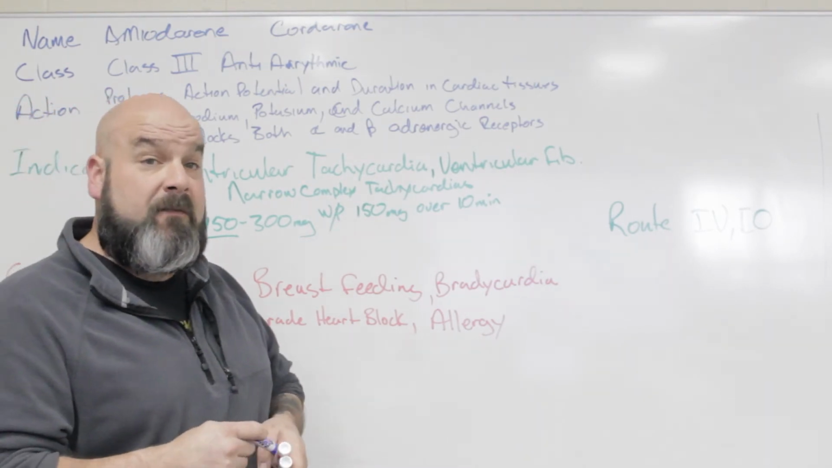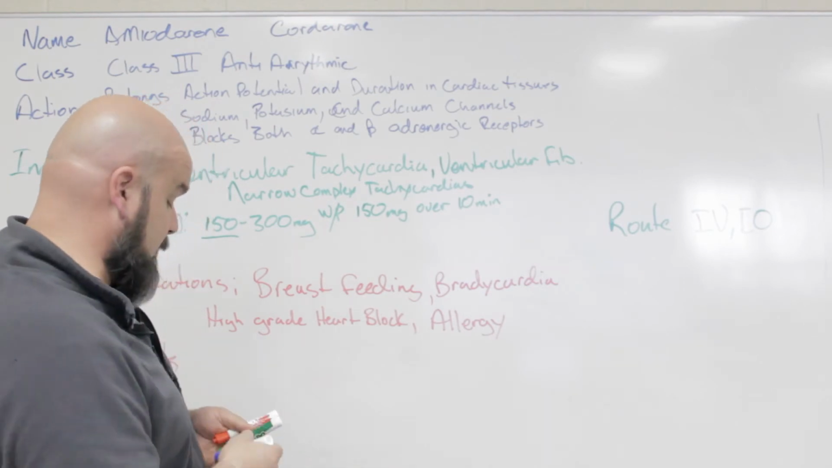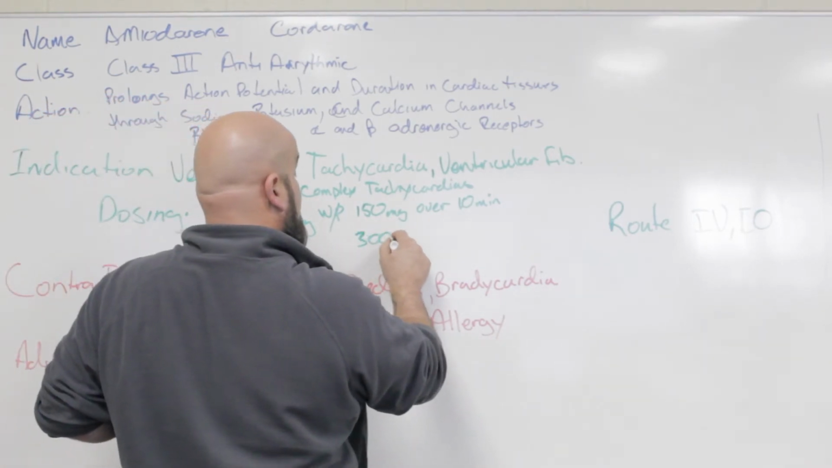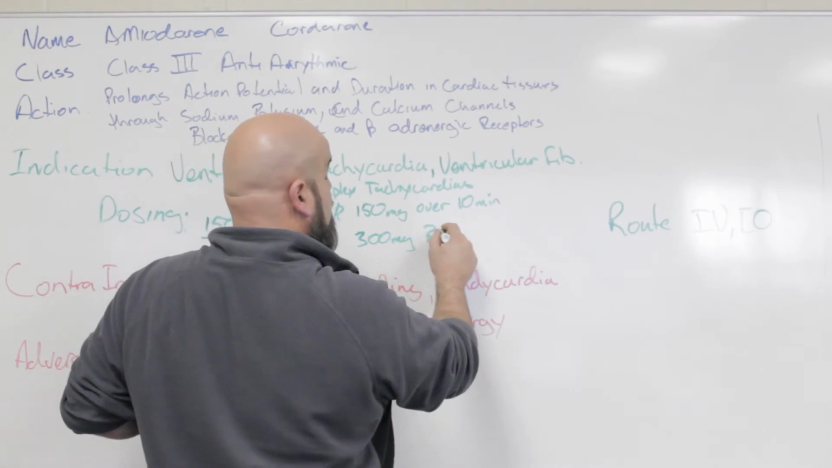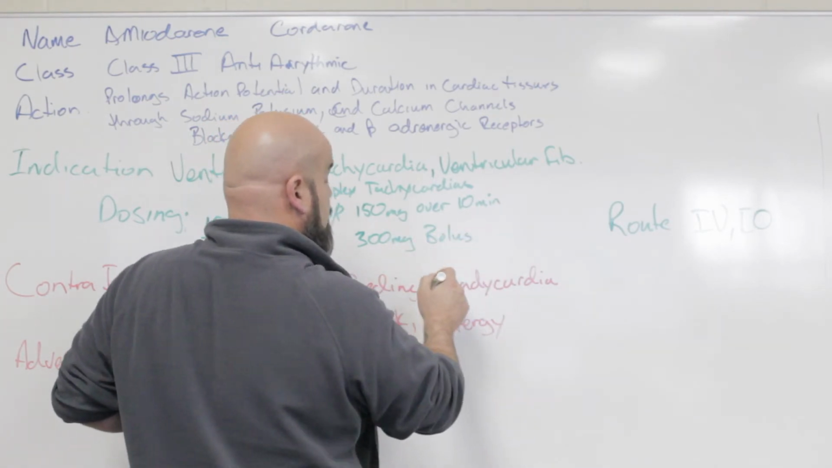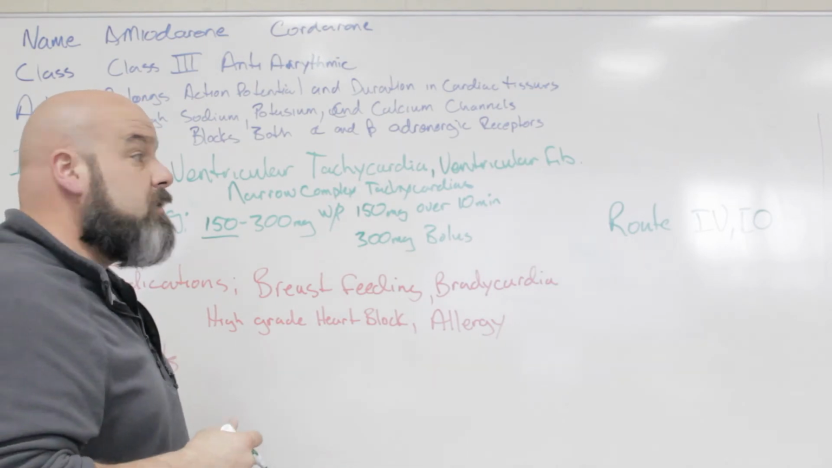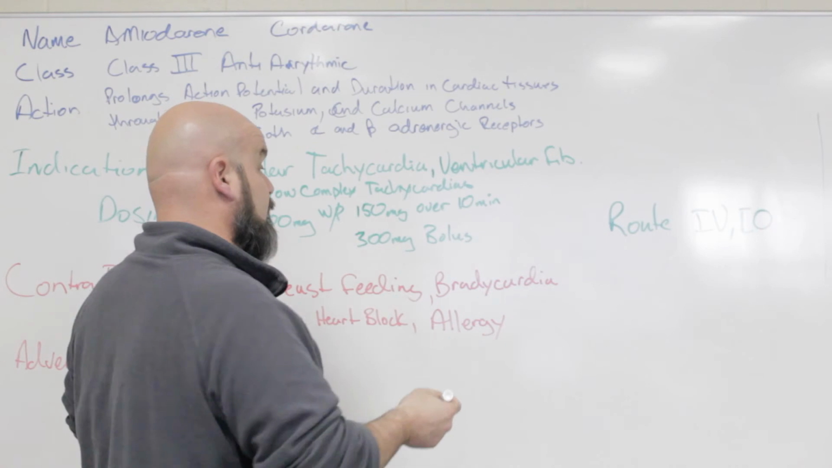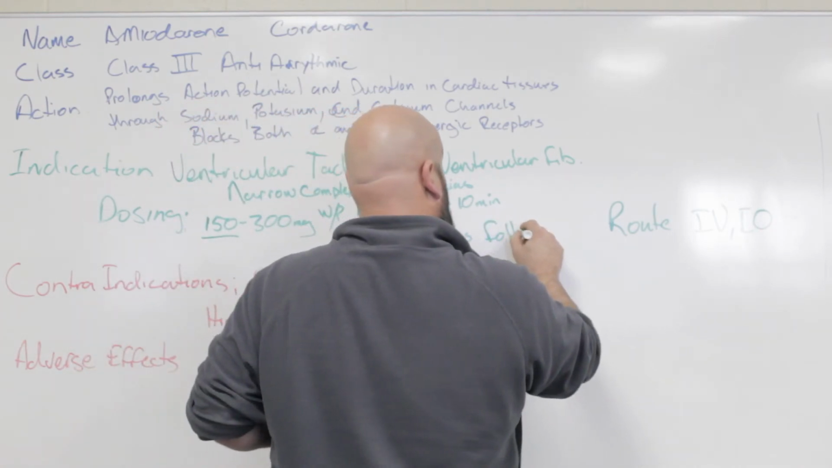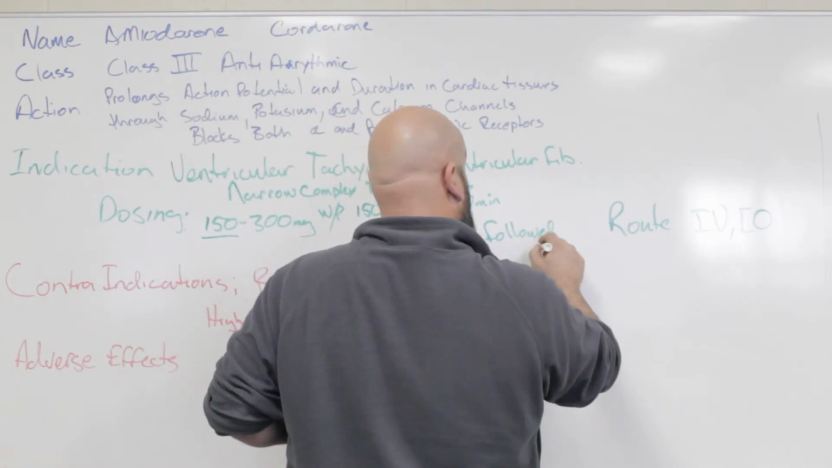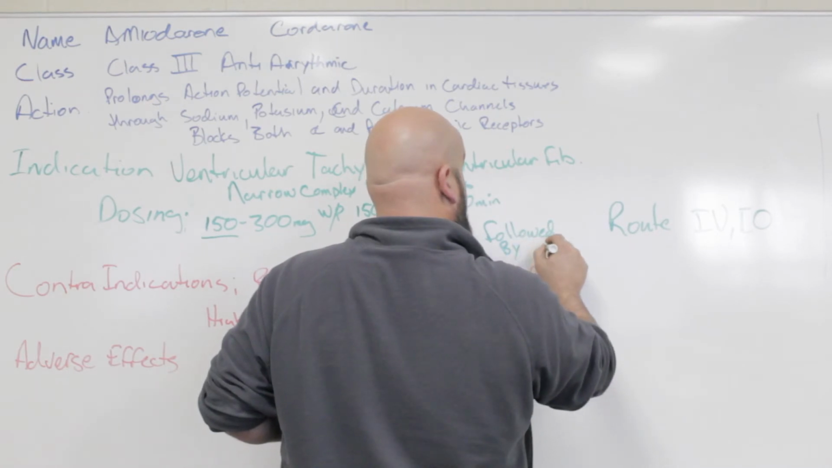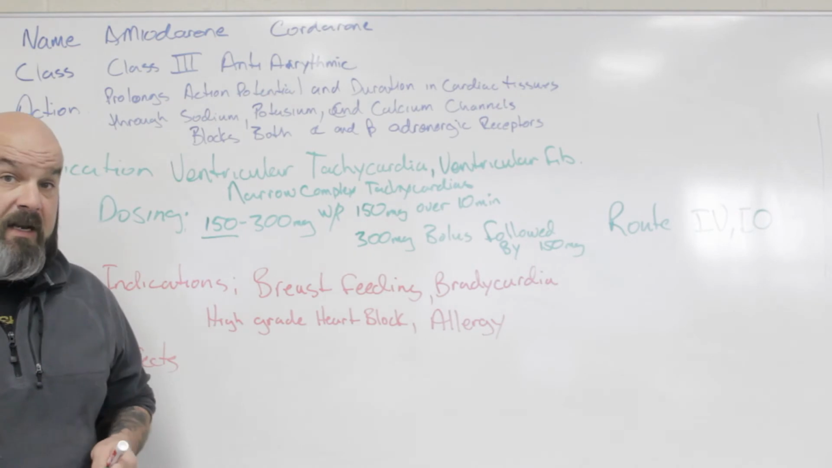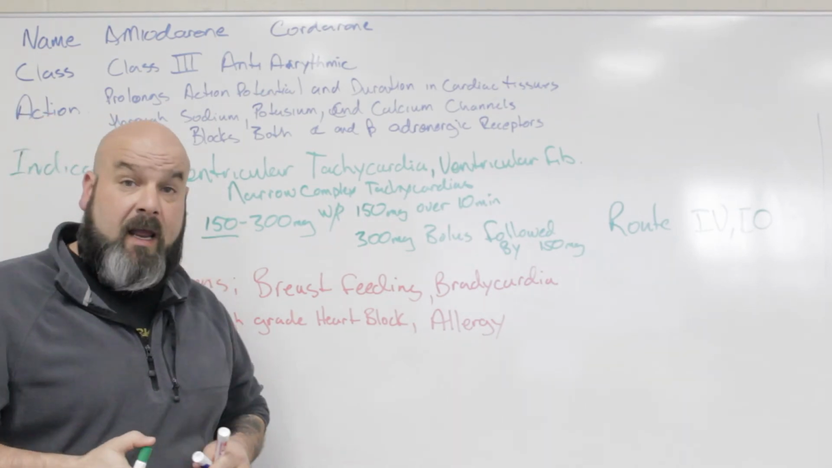If you are in VFib or pulseless VTach, you are going to start with a 300 milligram bolus right away, and then if needed you will do an extra 150, if needed, or if they regain pulses.